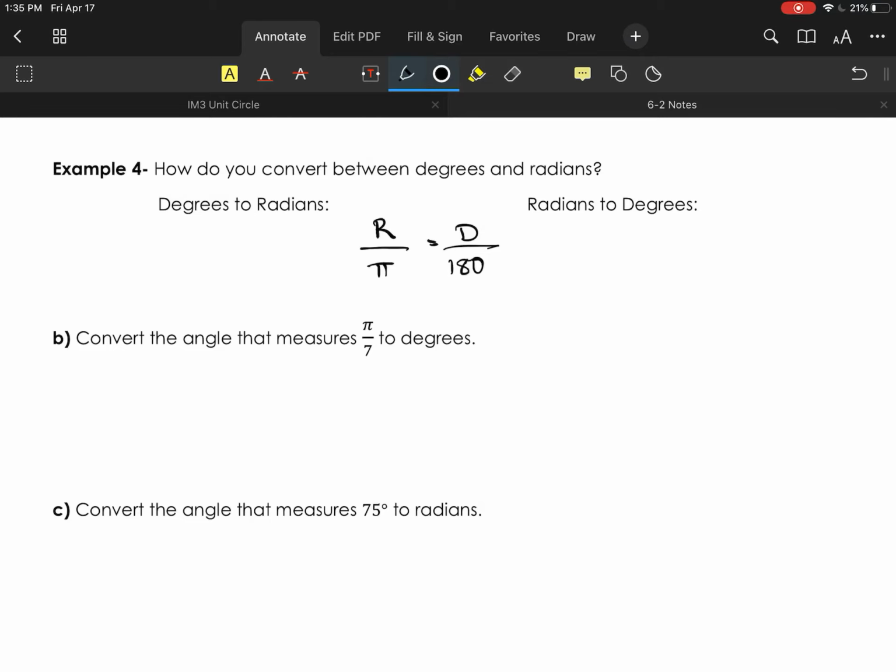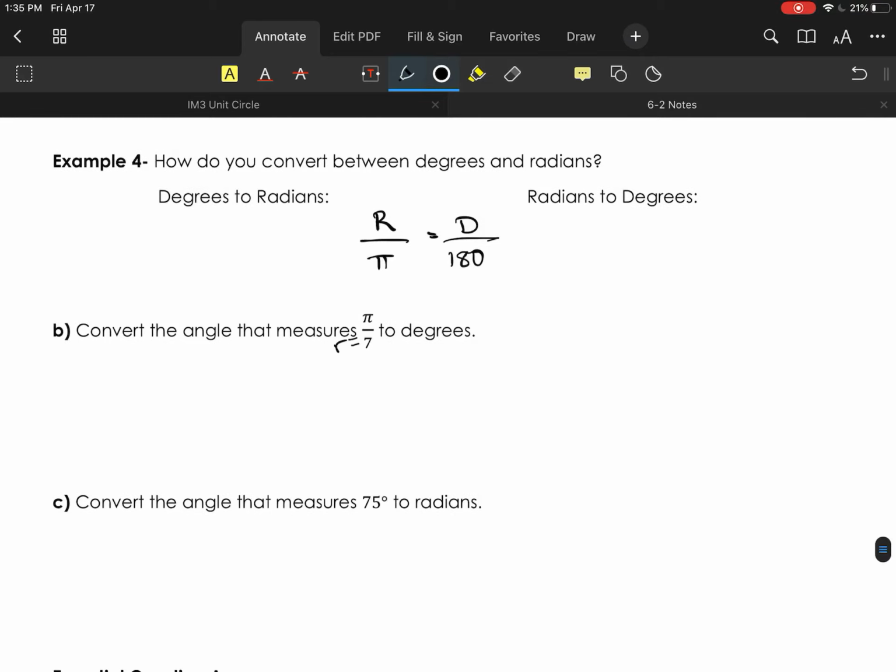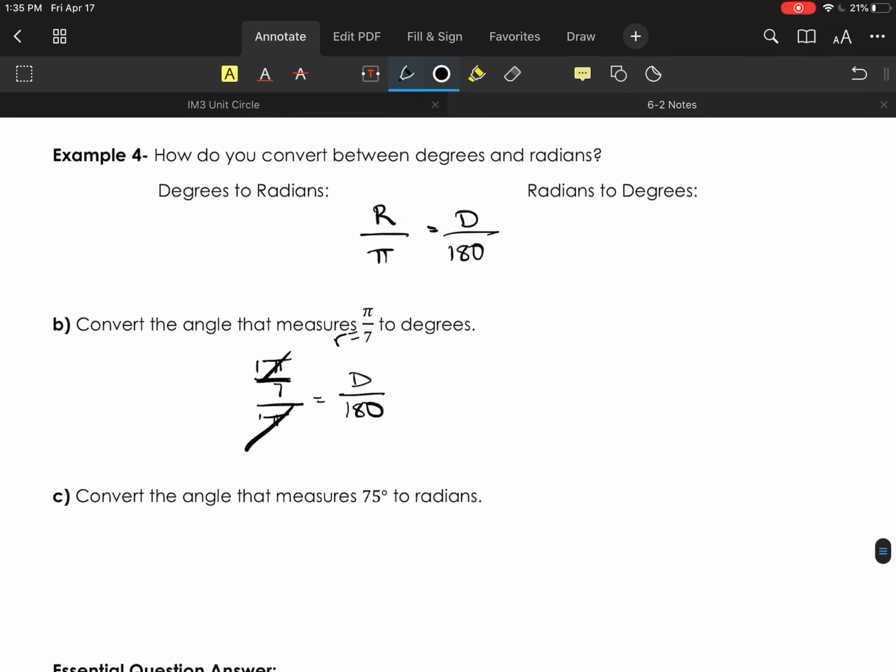Okay, so first of all, in letter B, it says convert the angle measure pi over 7 to degrees. So this is your r value, pi over 7. So I'm just going to plug that in for r, pi over 7 over pi, all right, that's the weird part, equals d over 180. The very first thing you should do when you're plugging in pi's is cancel them out. Whenever you have a pi over a pi, it cancels. So this cancels, and it does not change that to just 7, it changes it to 1 over 7, okay? And it changes this to just 1.